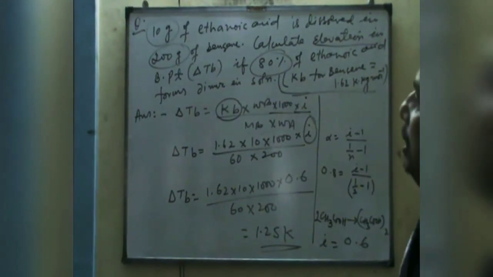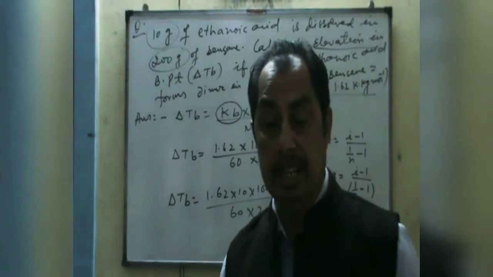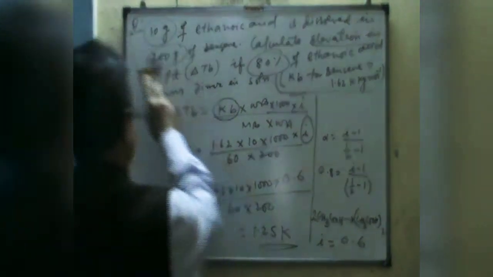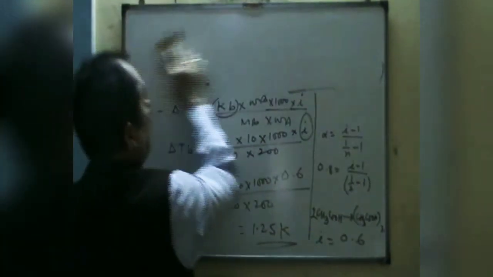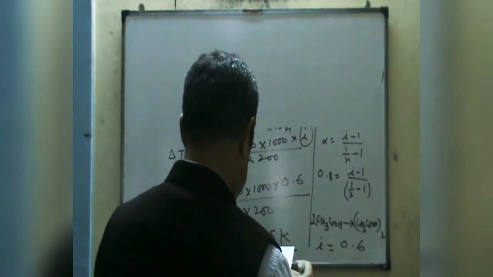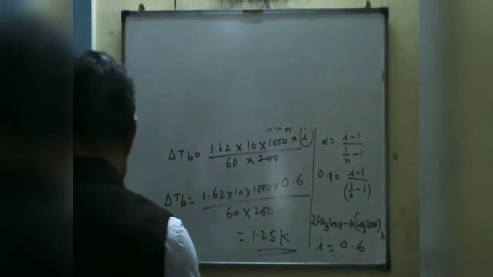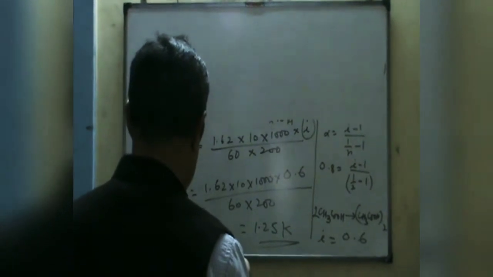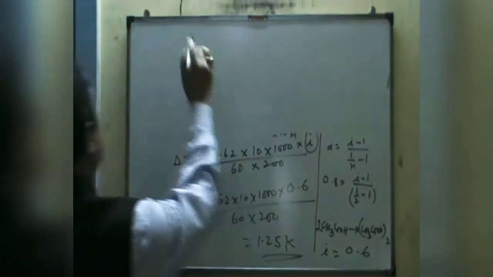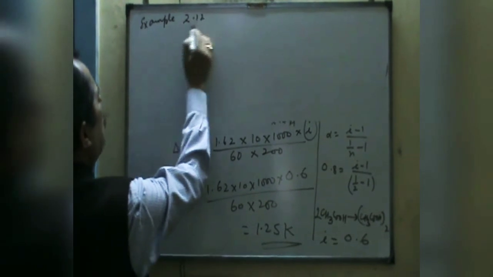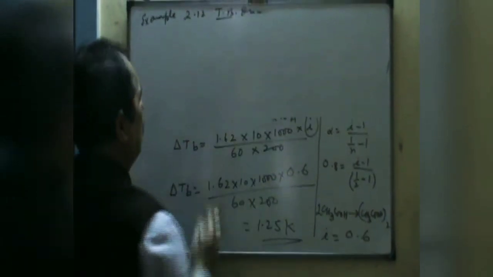The way you can calculate association. Before that I will explain dissociation. Dear students, that was one numerical from your textbook, from the exercise examples. Further I solve another numerical. Write down, everyone. Listen, this is another question from the examples, example 2.12, textbook question.